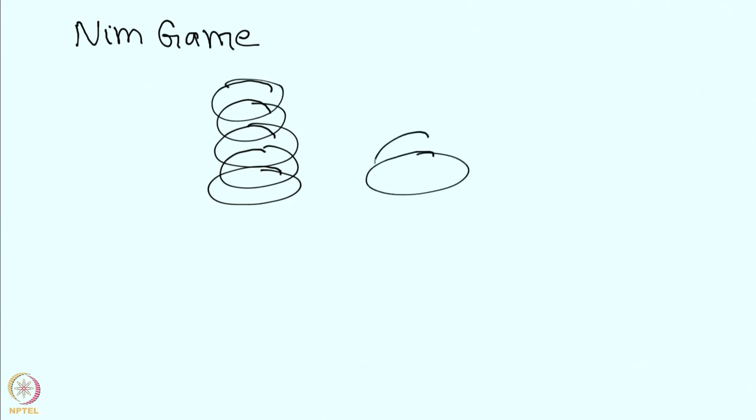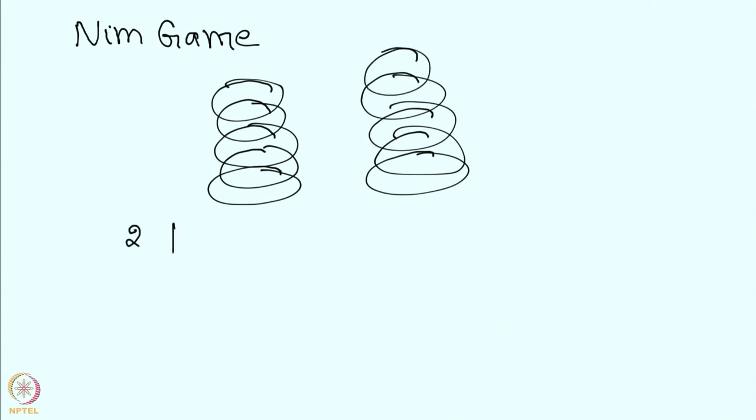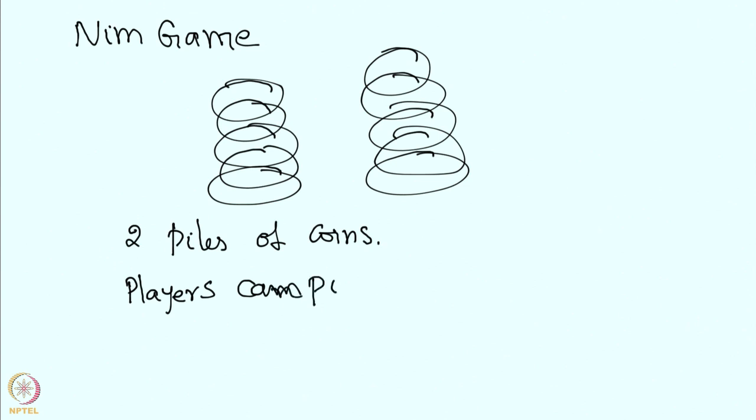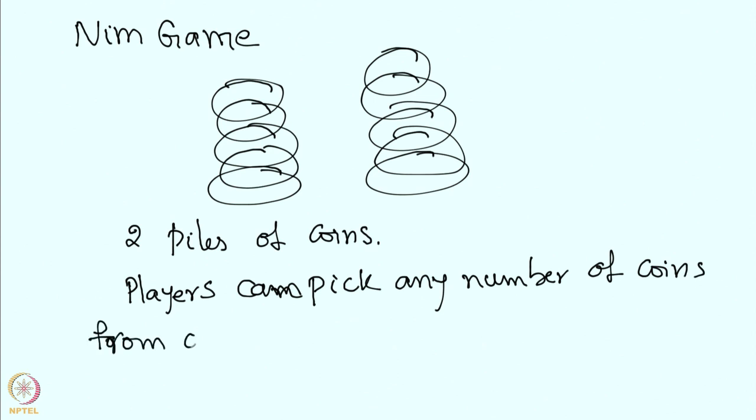Typically there is a pile of coins, maybe let us say there are two piles of coins, okay. The players, the blue player or red player, in their turn can pick any number of coins from one pile.